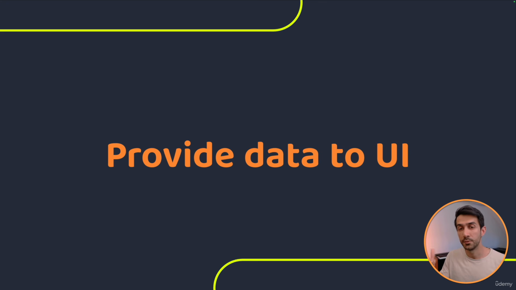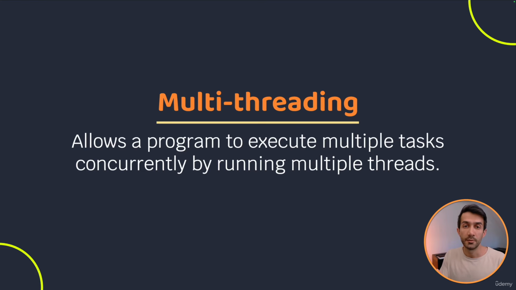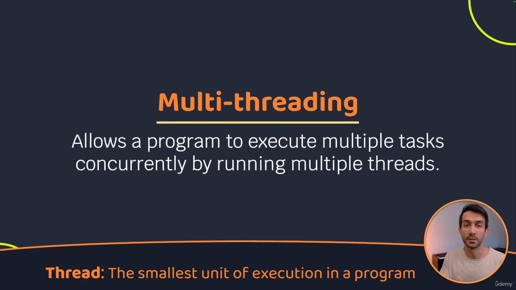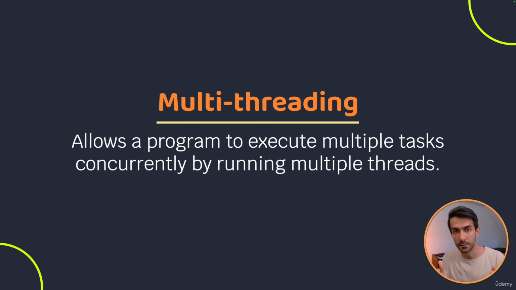It needs to keep the UI responsive, by which I mean not freezing the UI, while at the same time fetching the data from the model. And that's where a concept called multi-threading comes into the game. Multi-threading allows a program to run multiple tasks concurrently, kind of at the same time. So what is a thread? A thread is the smallest unit of execution in a program, and multiple threads can run in parallel in one single process. Hence the name multi-threading.